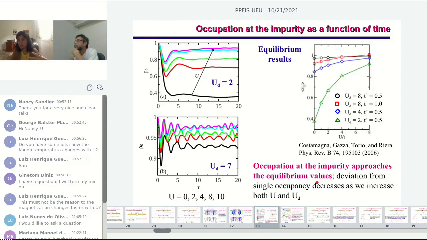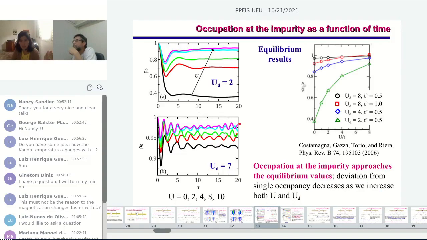And this was expected because we had a local quench. We are not changing something in the system as a whole. We are, for example, not turning on a magnetic field everywhere. We are just making some change in the system locally, close to the impurity, right? So in these cases we expected that the quantities go to the equilibrium values, and that's what we see here in our results.